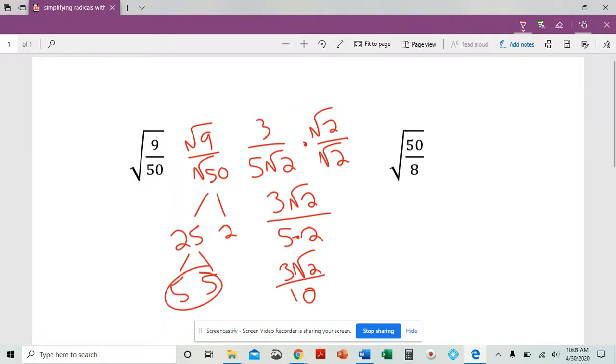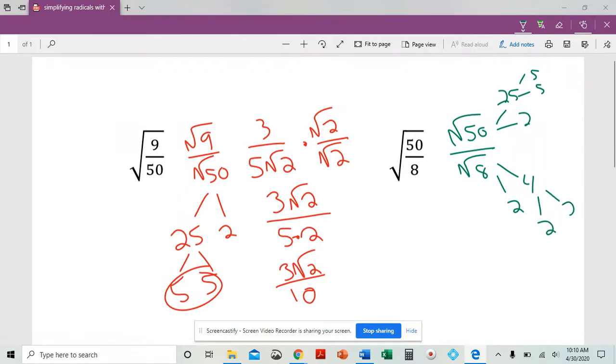Okay, again, once you have simplifying radicals without fractions down, this is just doing the same thing twice, just on the numerator and the denominator. So let's do the square root of 50 over 8. We're going to rewrite it as the square root of 50 over the square root of 8. All right, and we're going to do the prime factorization of each one of those numbers. So 50 we just did before, we know is going to be 25 and 2, which is going to give us 5, 5 and 2. And 8 is going to be 4 and 2, which is going to give us 2 and 2 and 2.